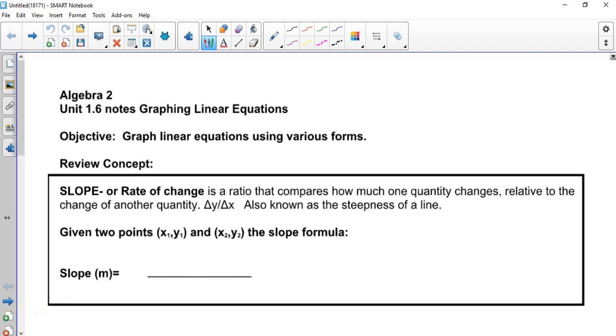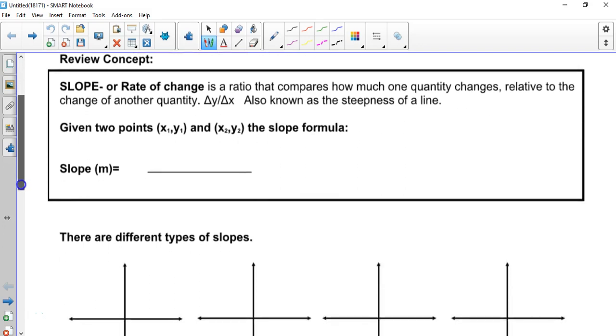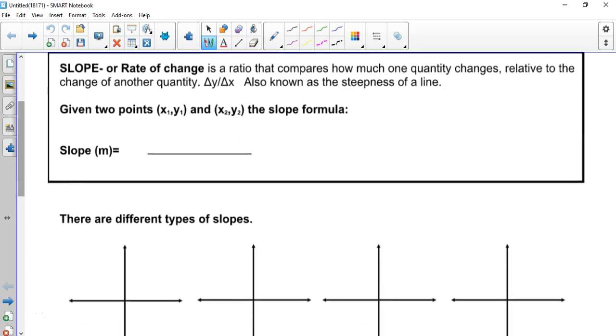Okay, so 1.6 is on graphing linear equations. Just a quick review. Slope, or the rate of change, is the ratio that compares how much one quantity changes relative to another quantity. The triangle means delta y over delta x, change in y over change in x. It's also known as the steepness of a line. So given 2 points, (x1, y1) and (x2, y2), the slope formula is y minus y over x minus x.